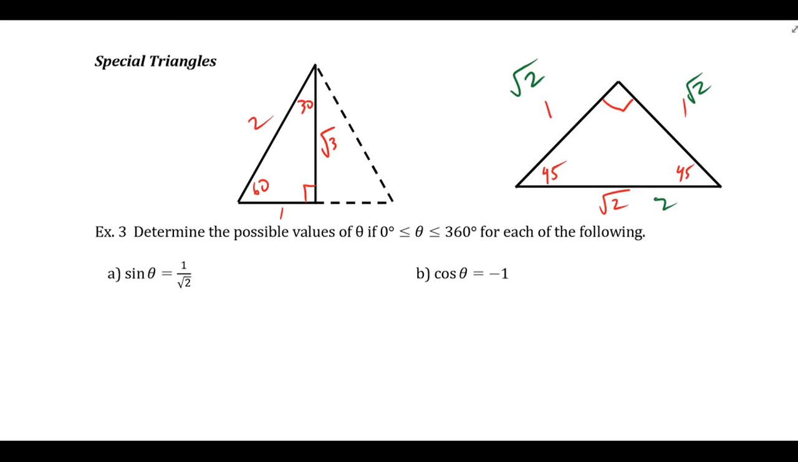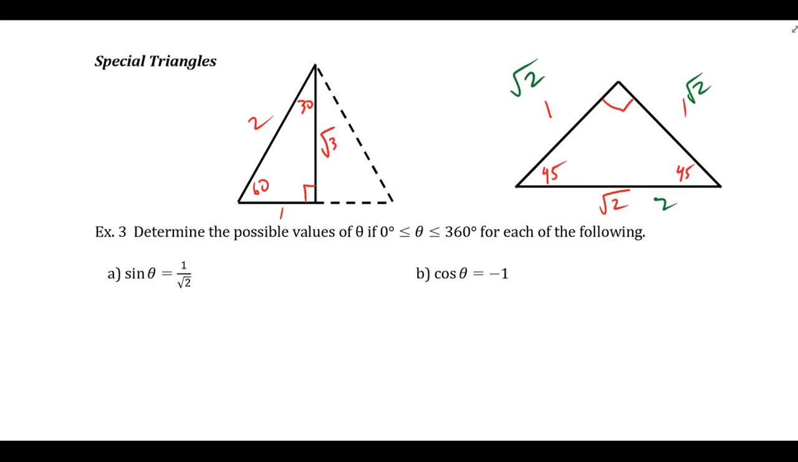Determine the possible values of theta if 0 is less than or equal to theta, which is less than or equal to 360 degrees. Remember, we always have this condition, because otherwise you would have an infinite number of answers, since the terminal arm could keep going around. If one of my answers was 45, and I didn't put a restriction on the domain, it would be 45, and then 45 plus 360, and then 45 plus 540, and then 45 plus 720.